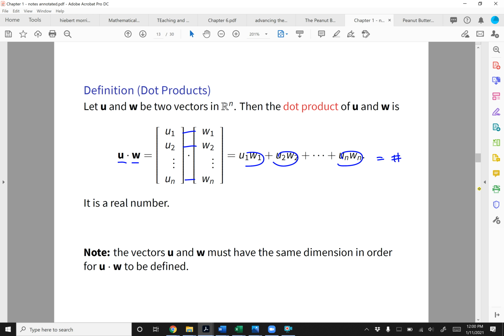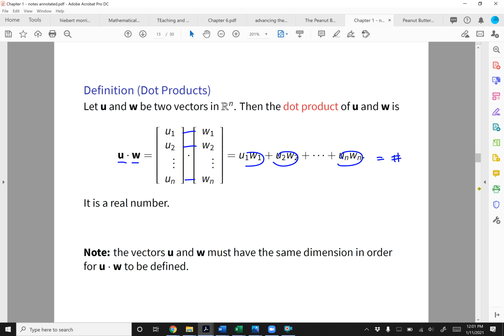There are different ways to define this. So basically the question is, how do you define multiplication between two vectors? And there's actually different ways you can define a multiplication or a product. This is the one we're going to use the most.